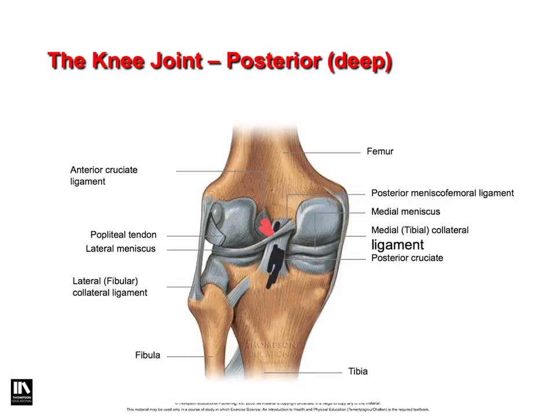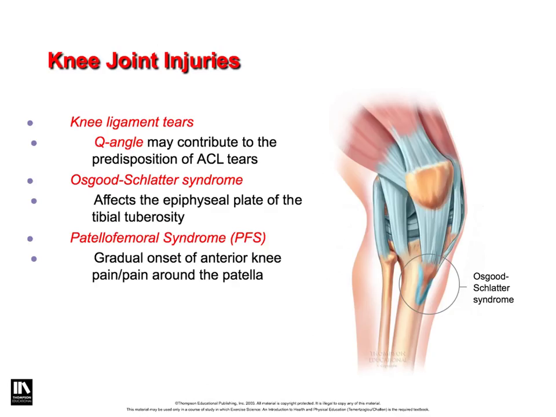There you've got your lateral meniscus and your medial meniscus, and your lateral collateral and medial collateral. And then don't forget these things here are your condyles. So there's a few joint injuries that happen in the knee.